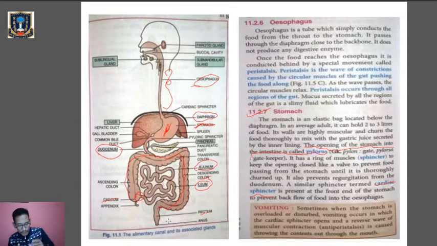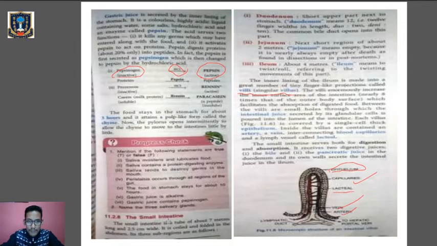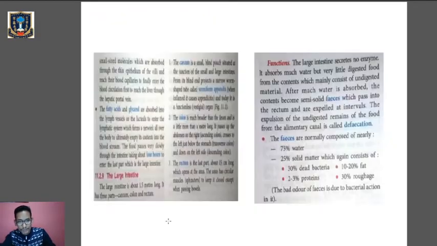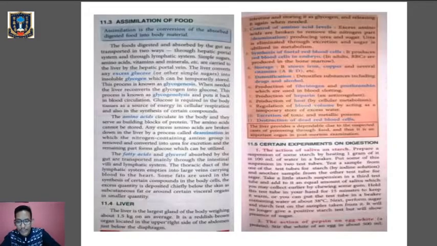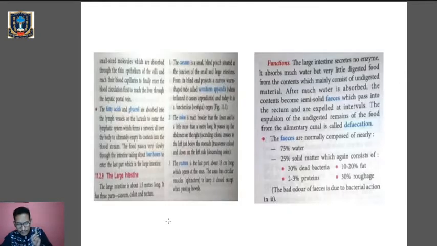Clear? Then from your book, kindly go through table number 11.1, where you will find the summary of digestion in various parts of the human alimentary canal. It is on page number 111, table number 11.1. The topic is summary of digestion in various parts of the human alimentary canal. So kindly go through it.